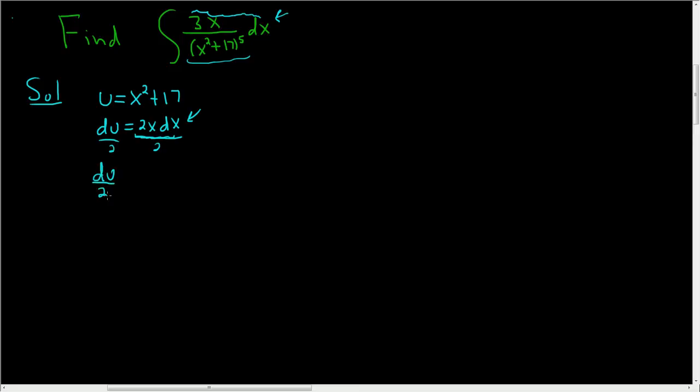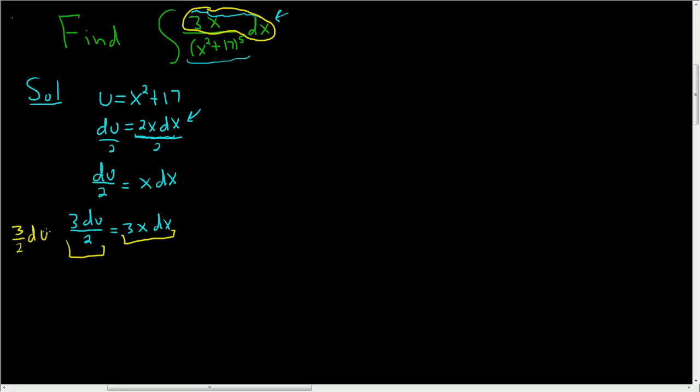So du over 2 is equal to x dx. All right, but we're still missing the 3, so we'll multiply both sides by 3. So 3 du over 2 is equal to 3x dx. And now we have it. Everything matches. So let's see, 3x dx, it's right here, it's equal to 3 halves du. And if you want, you can think of this as 3 halves times du. That makes it a little bit easier for some people to see.